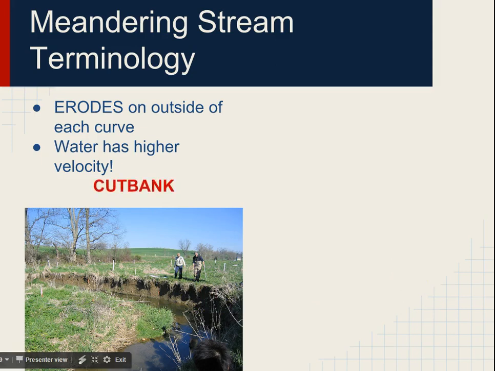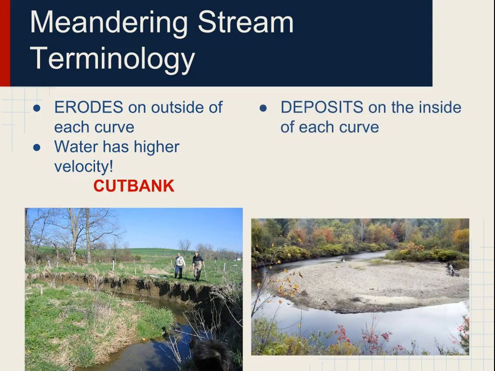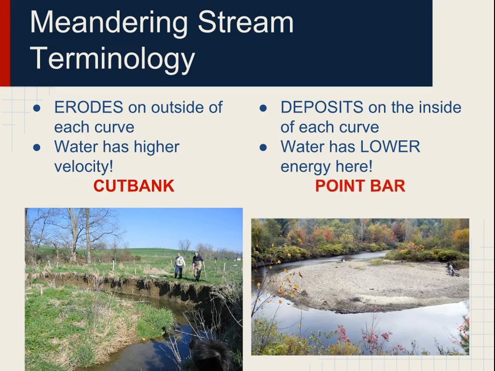Okay, so that outside edge of the curve where it's getting eroded by that fast-moving water is called the cut bank. On the inside edge, the water's moving slow. Okay, so the water's more slow in here, so that's where stuff's going to get deposited. So if there's sand or pebbles or rocks, the water's moving slowly, so that stuff's going to fall down because there's lower energy. And that starts to build up over time and create what we call a point bar.